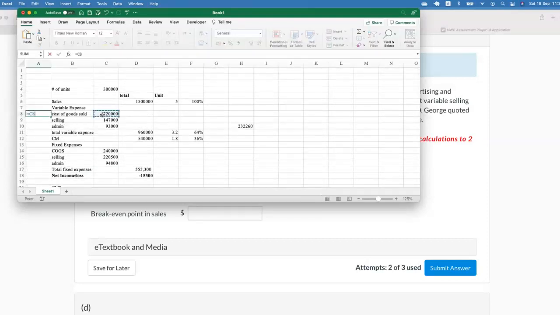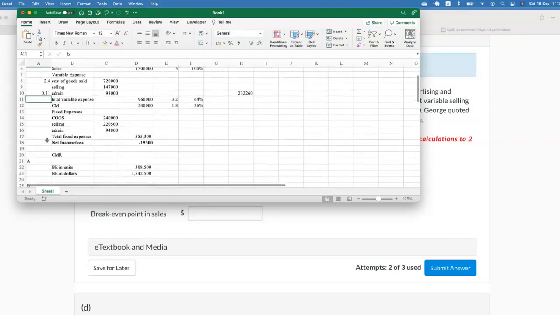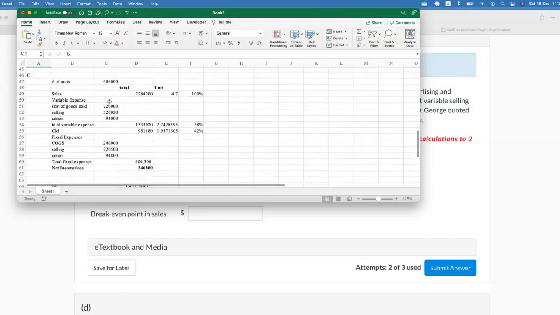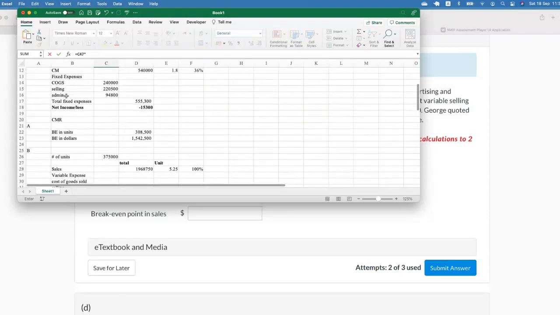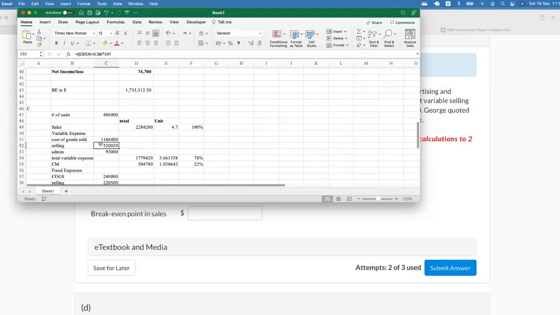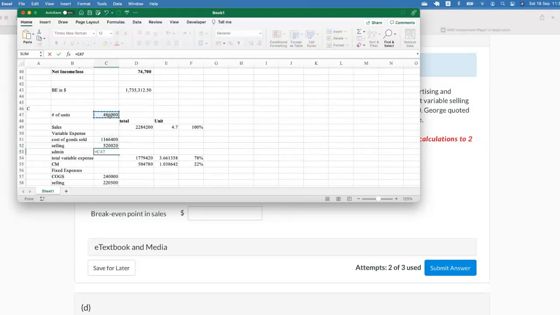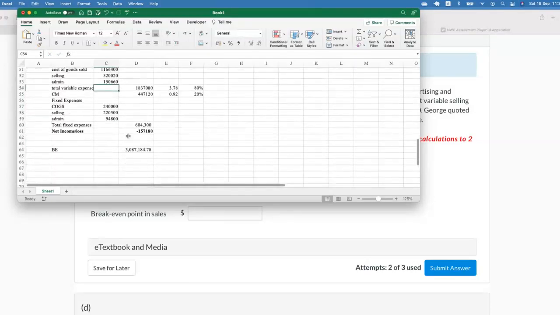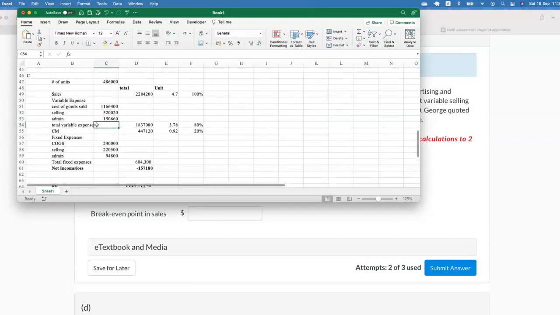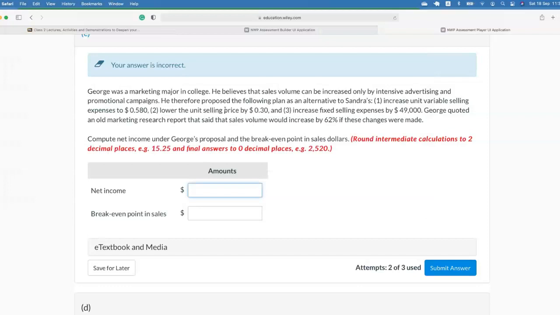Like original you have 300,000. You will multiply it by the amount which is 1.6. This is the amount of units you sold, correct? So 2.4. So I'll go here. Cost of goods, this one multiplied by this one. And the admin, this one multiplied by this one. Now keep in mind that also in the variable the selling has been changed to 0.53. So you will multiply 0.53 by the new quantity.